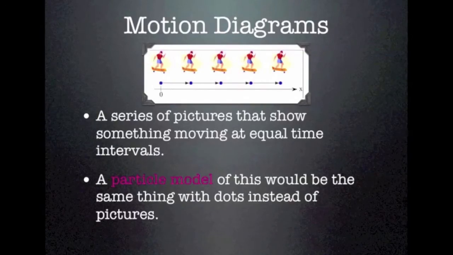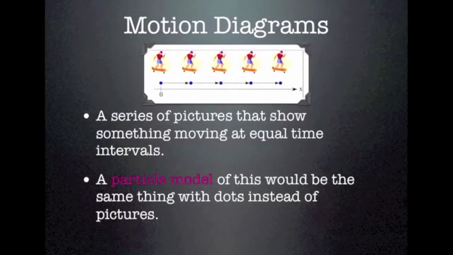The simple answer is with a motion diagram. A motion diagram is just a series of pictures that show something moving at equal time intervals. You can look at this picture up here of this skateboarder, and he's moving with a constant speed. The dots are evenly spaced, and then he's arriving at a certain distance represented by x.